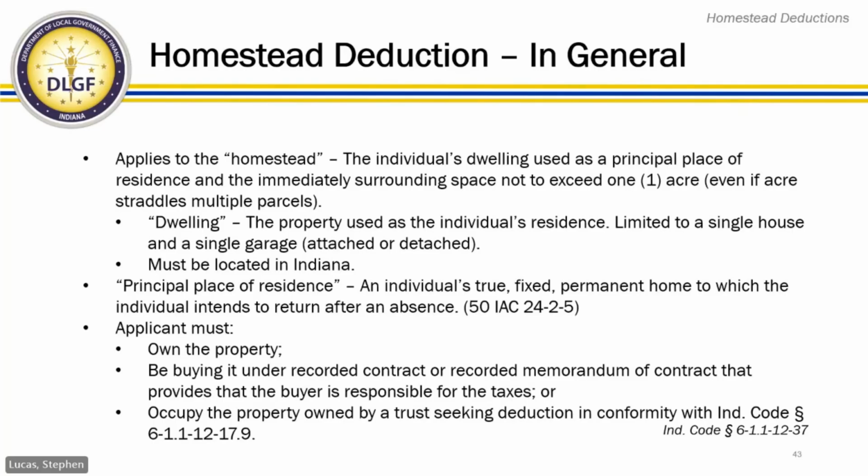DLGF rules define this term as the individual's true, fixed, permanent home to which the individual intends to return after an absence. You might have referred to that sometimes as a domicile. It's essentially a common law principle that has been incorporated into the DLGF rules for purposes of defining principal place of residence.